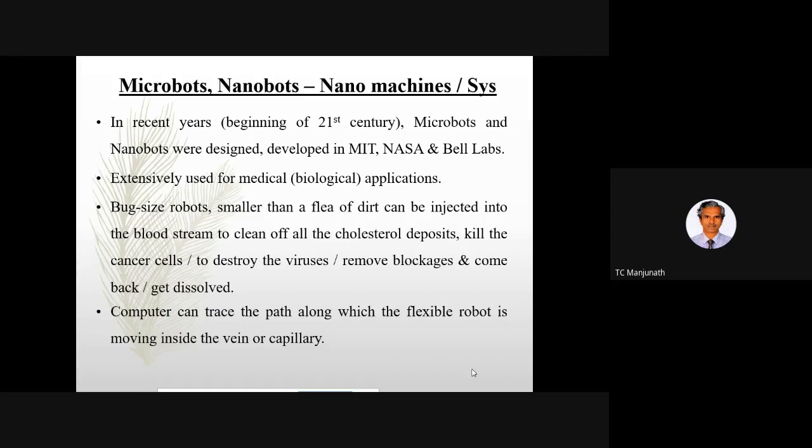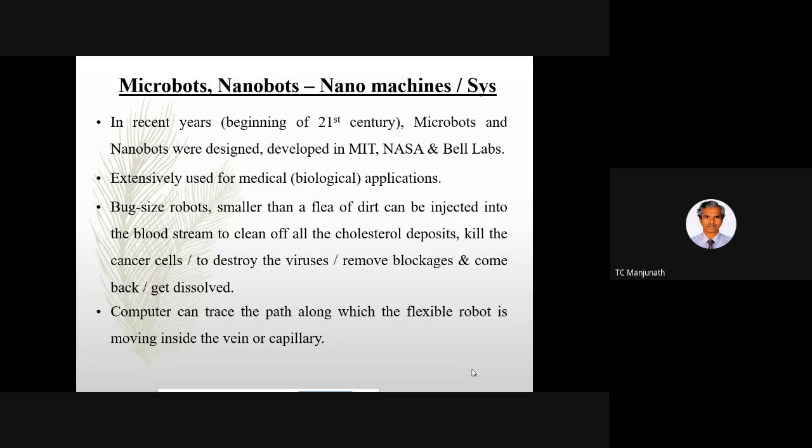The moment you hit it with a laser beam, it gets dissolved by itself, like a medical drug when it is swallowed. And the computer can trace the path along which the flexible robot is moving inside a vein or a capillary, because the CT scan is there, the Wi-Fi mechanism is there, the cameras are there, and the entire neural network is seen on the computer screen. Just as satellites and missiles can be tracked using radars, the movement of the microbot or the nanobot can be tracked on the computer using wireless means.